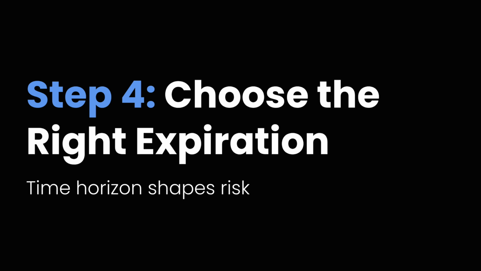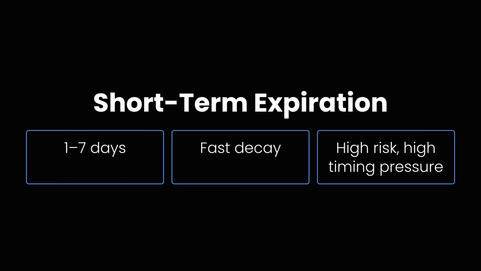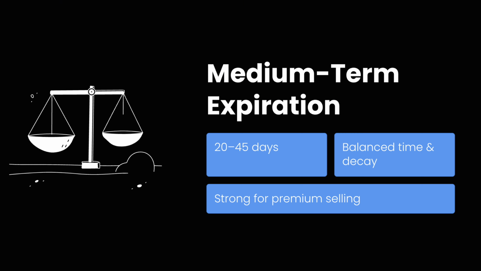Step 4. Choose an expiration that fits your time frame. Expiration determines how much time your idea has to play out and how quickly your option loses value. Short-term expirations, like 1 week or less, are extremely sensitive to time decay. They're great if you expect quick movement, but unforgiving if the stock hesitates. Medium-term expirations, around 20 to 45 days, give your trade enough time to breathe, slow down the impact of daily time decay, and offer a balance between flexibility and cost. This is why many traders use this window for premium selling strategies.